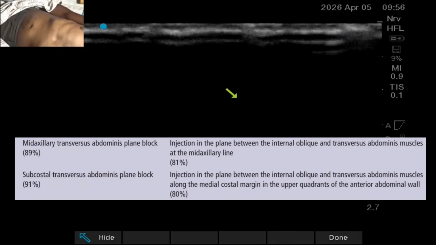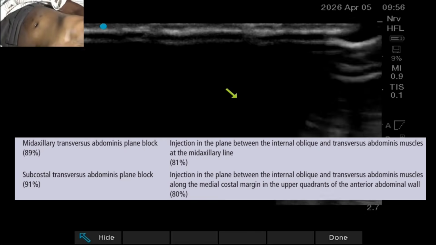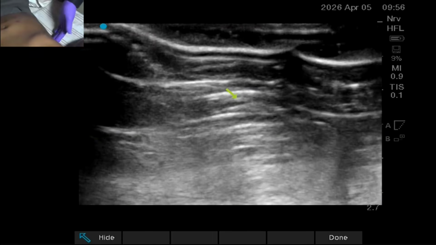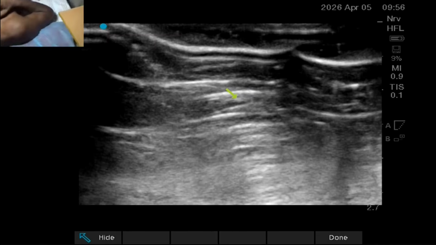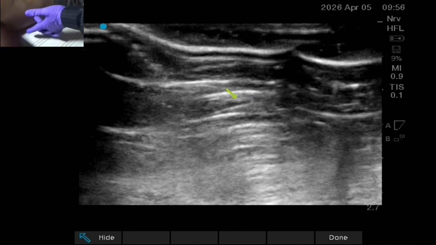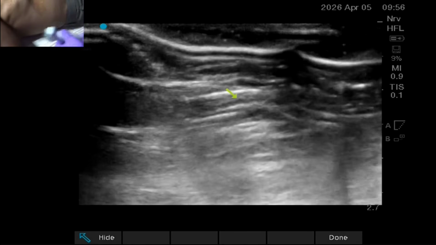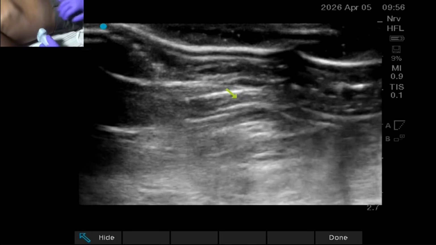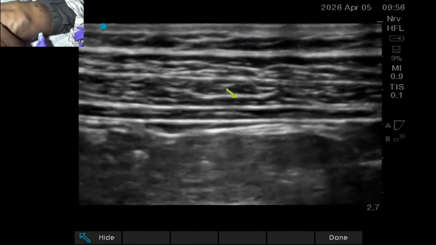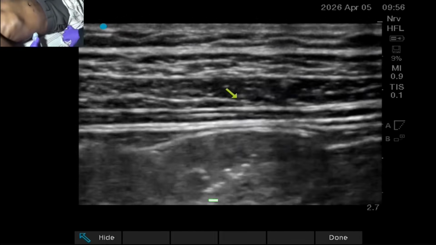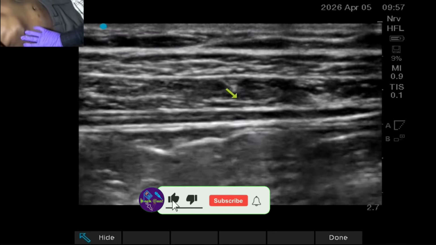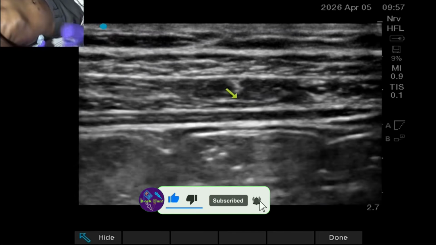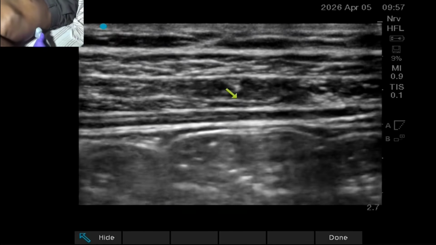Now according to the Delphi consensus, we have two TAP blocks. One is the subcostal TAP block, another is the lateral TAP block or the mid-axillary TAP block. Mid-axillary means we are performing it at the mid-axillary line. That's all. We will keep the probe between the costal margin and the iliac crest at the level of the mid-axillary line. Understood? So everybody just check the Delphi consensus and see whether I am doing it correctly. I have placed the probe between the iliac crest and the costal margin, almost midway between the two, and at the level of the mid-axillary line.